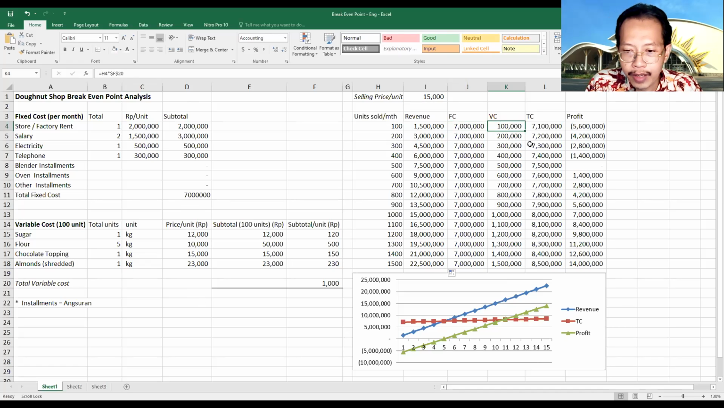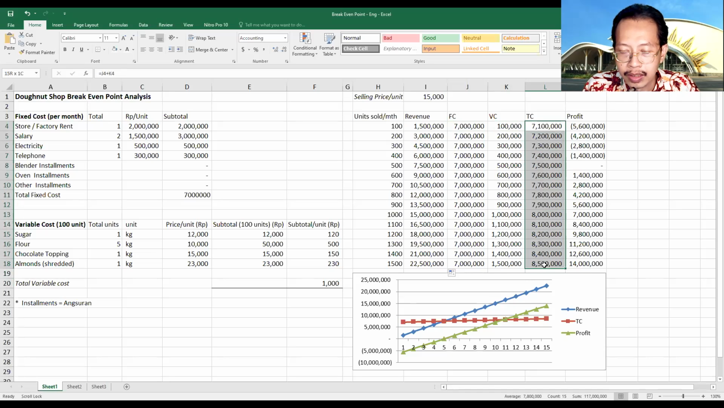And then fee C, variable cost. Variable cost would be different for each number of products that you make. So this would be H4, same as this, times this. Okay, you get H4 times F20, F20 with a dollar sign, and then you drag down also. And then total cost would be the sum of J4 plus K20. It would be changed.